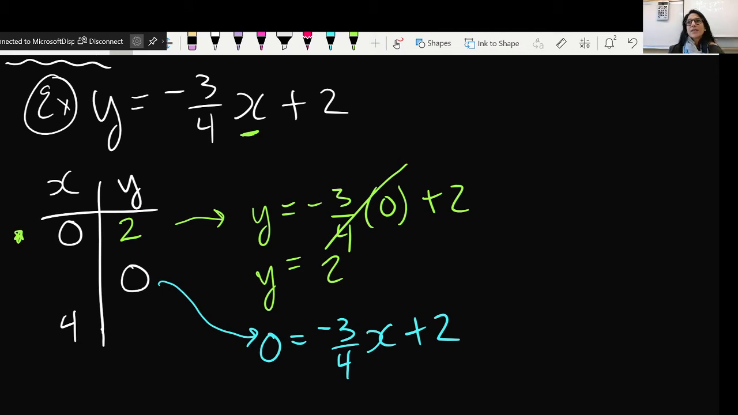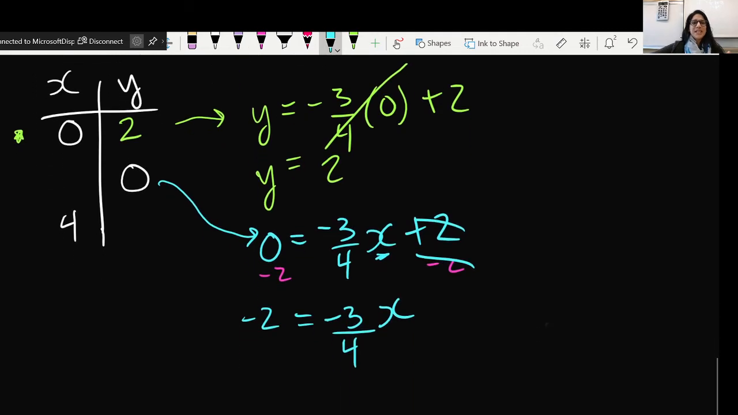But this involves our algebra skills. If I want to get this x by itself, what's the first thing I need to get rid of or move? The plus 2. And algebra is all about opposites. So how do I get rid of the plus 2? I minus 2 on both sides. Everybody good with that? So what happens is we have negative 2 on the left side, and these cancel. So then I have negative 3 over 4x.